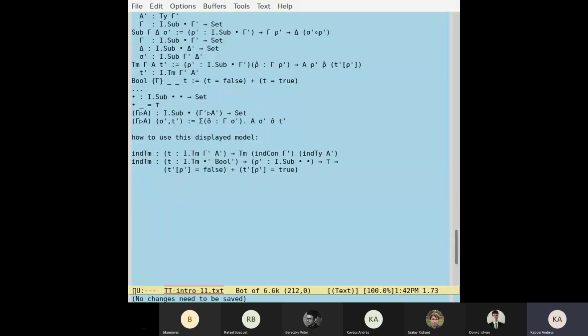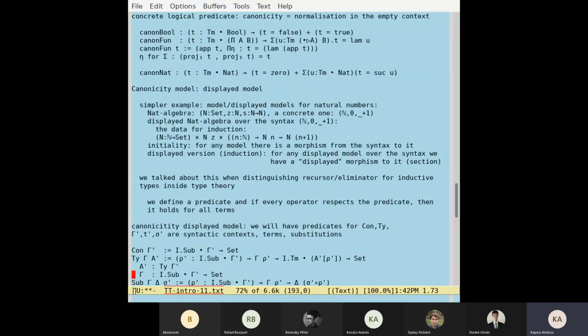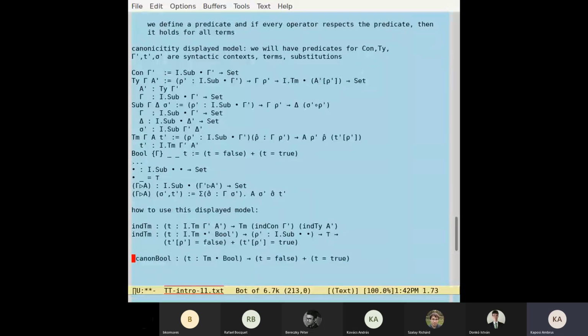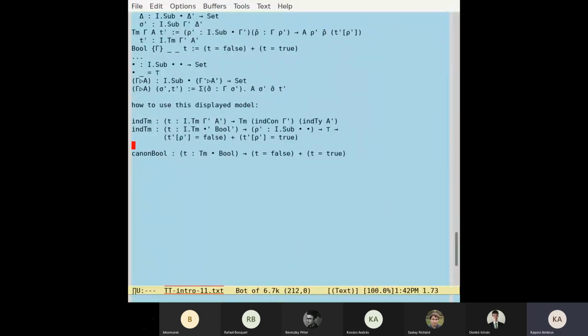And I mean, now you can see easily how you get canonicity, how we get canon, where it canon for bool. This is what I want. Okay, so let's define this now with the help of this induction.